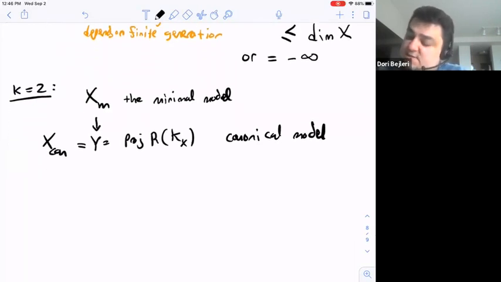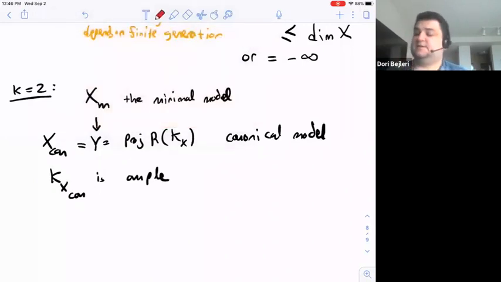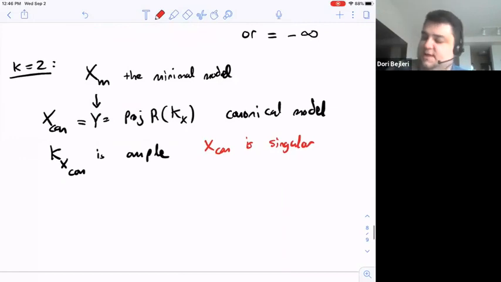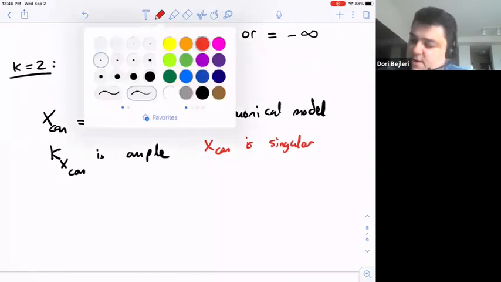This Proj satisfies the property that the canonical bundle is actually ample on the canonical model. So we said on this minimal model, the canonical bundle is nef, but on this canonical model, K_X is actually ample. There's one caveat here, which is that this is the first place where we have to see singularities. So X canonical is actually singular, so we'll have to talk about canonical divisors for singular varieties, but it's not too singular. But part of the story is classifying the possible singularities that can appear on X canonical.